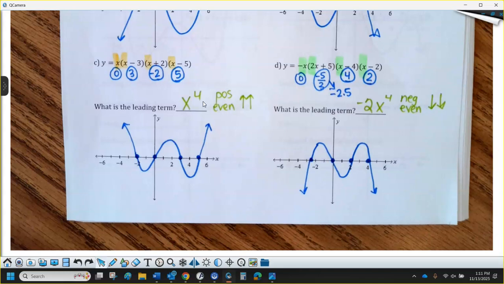We're just sketching these. I'm just going to have you make sure you have the correct zeros and the correct end behavior. So that's one of each. Is anybody having a question?